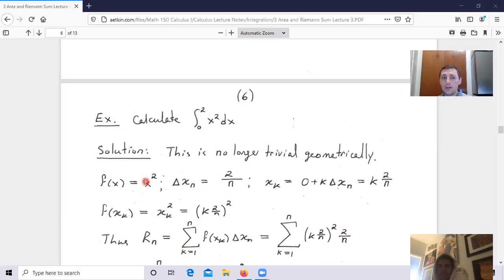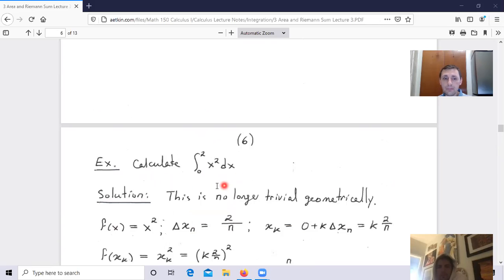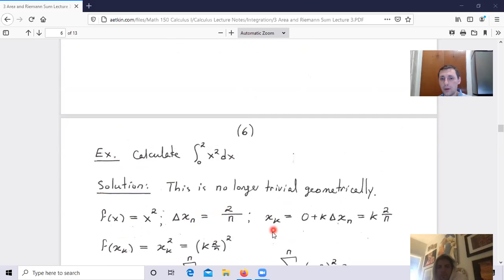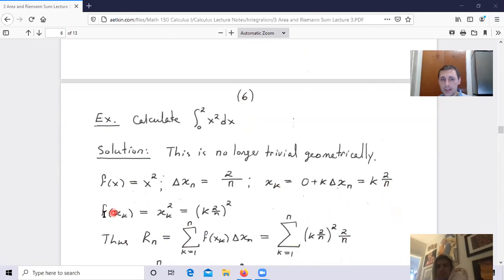And then I have the typical point at which the rectangle will be erected. It will be xk, which is 0 plus k times the size of the displacement. So it's k times 2 over n. Now, this f of xk is the altitude of the rectangle over the kth segment, right? From the left, you move to the right, that's the kth segment from left to right.